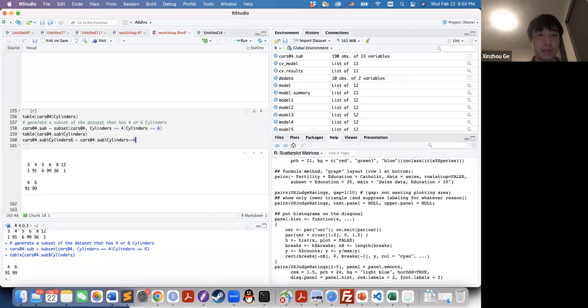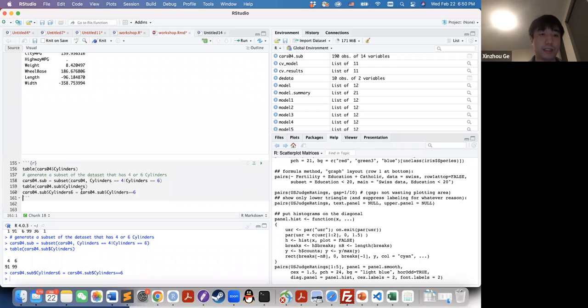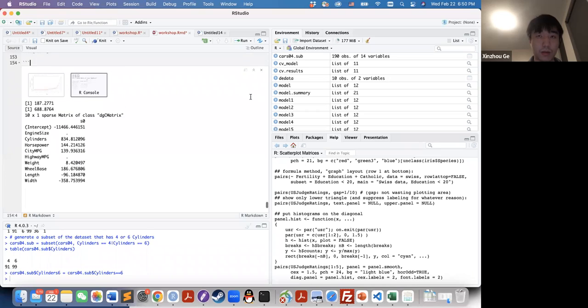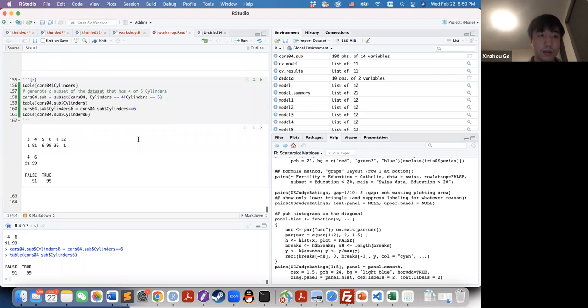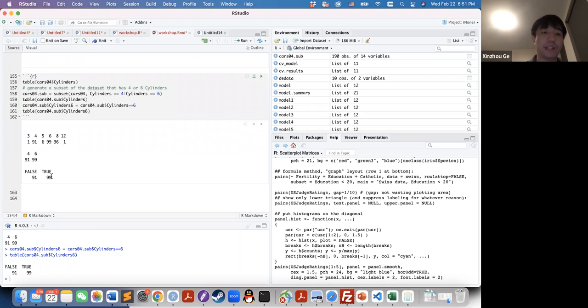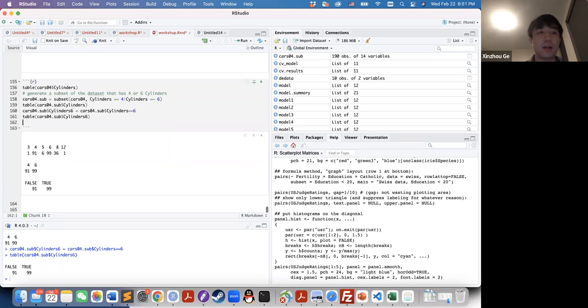So we make cylinder6 equal to whether the number of cylinders equals 6 or not. And we can also look at the table of this column. So we can see that 99 of them will be true and 91 of them will be false. And then we can do the prediction.